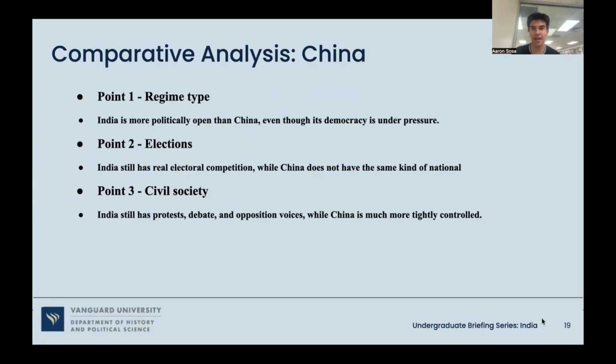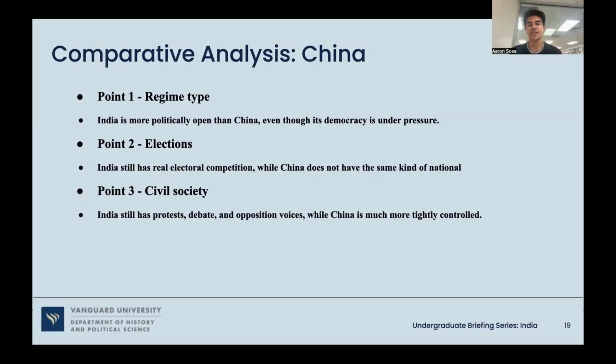Because both India and China have very big populations. They have a lot of people in them. They have very deep, long histories, and they both have a major global influence as well, but their political systems operate a little bit differently. So I'm going to be going into three different points, and we're going to look at them side by side so we can better understand the differences and look at them more clearly. The first I'm going to go into is regime type.